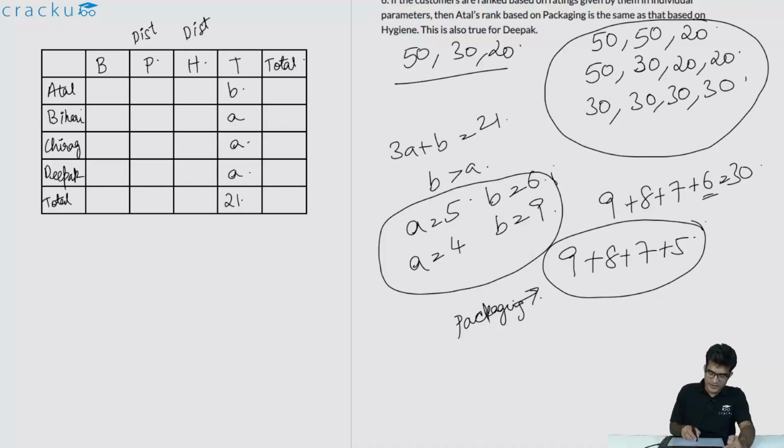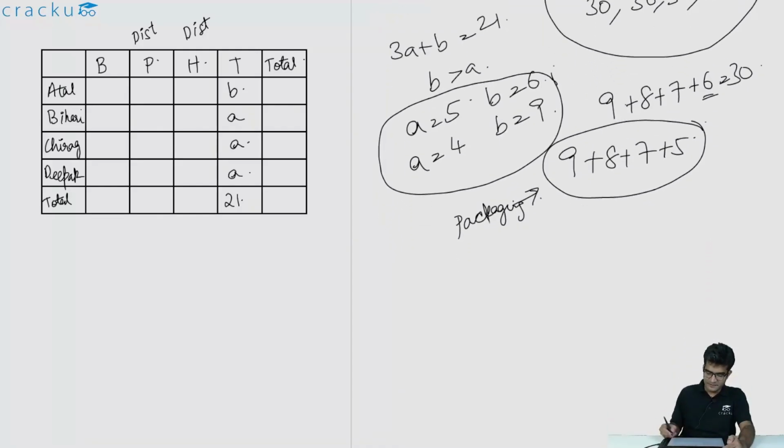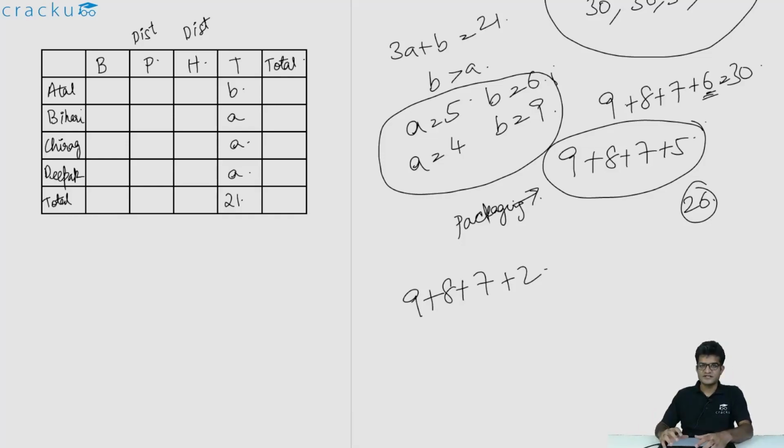Now, if you are looking at 26 in another parameter, that is in hygiene, again there were 4 unique numbers which are added and he got 26. Here you are going to find a lot of possibilities. The lot of possibilities is that instead of 9 plus 8 plus 7 plus 6, he can have 9 plus 8 plus 7 plus 2. Because we are decreasing 4 from 6. The total that has to be decreased is 4.